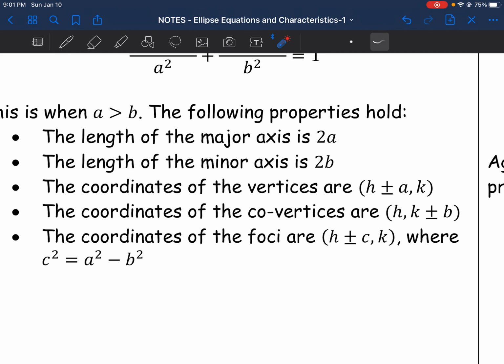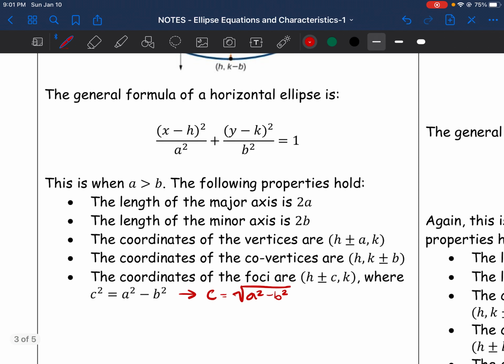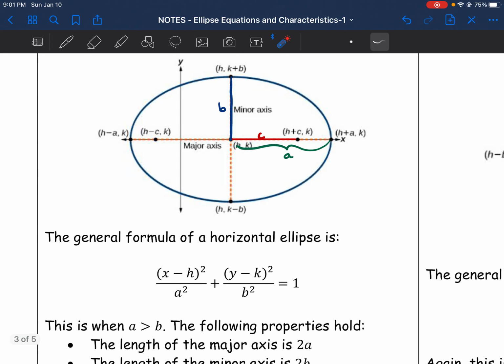is how you can calculate c. So c, it turns out we can calculate because c squared is equal to a squared minus b squared. Well, if c squared is equal to a squared minus b squared, and I take the square root of both sides, then this means that c is the square root of a squared minus b squared. Okay, so that's a quick way that we can calculate c. And again, remember that c is the distance from the center to the focus.